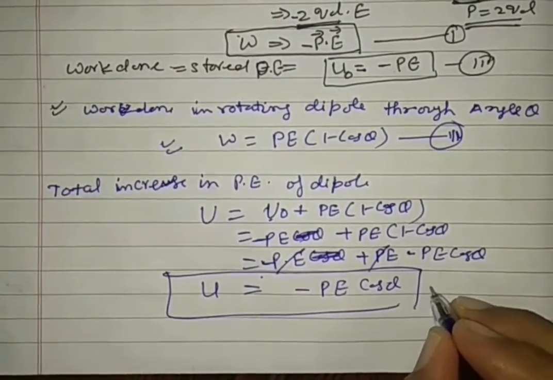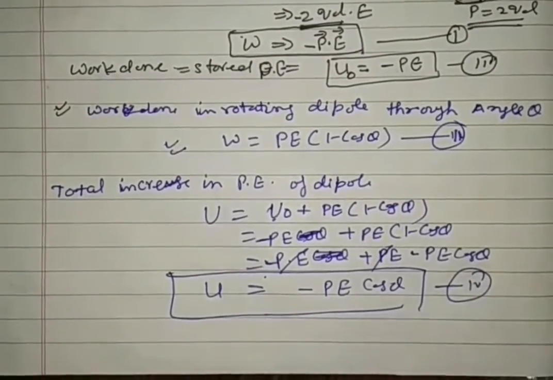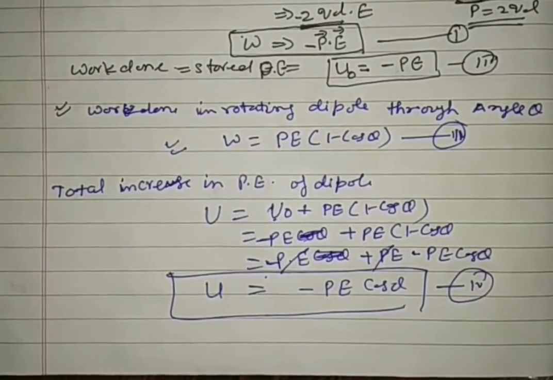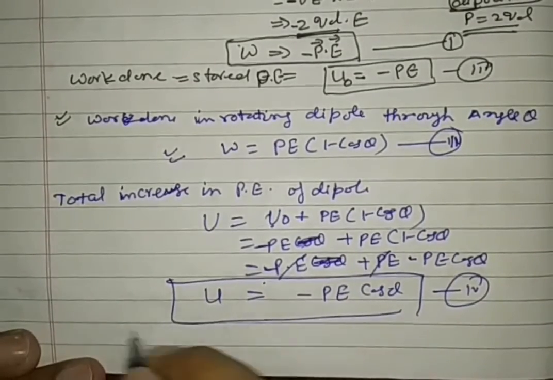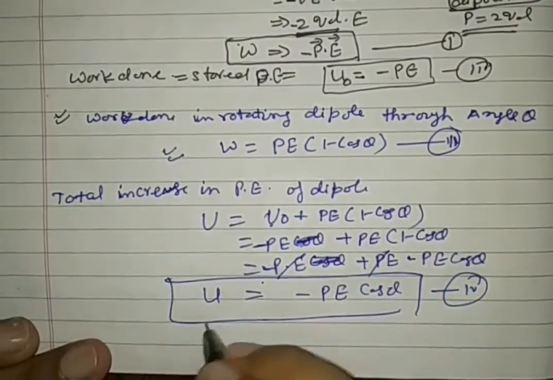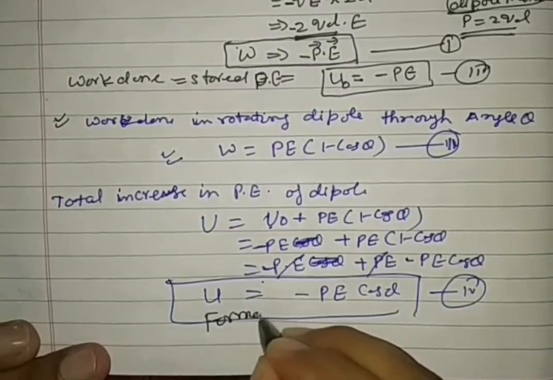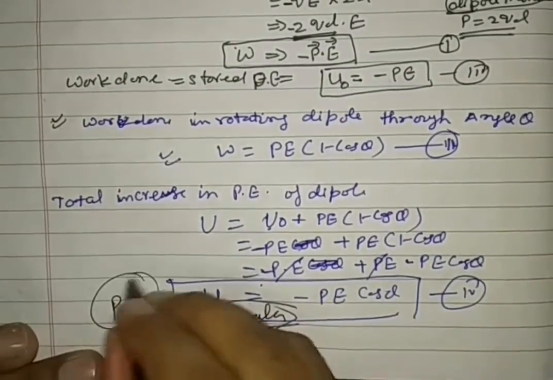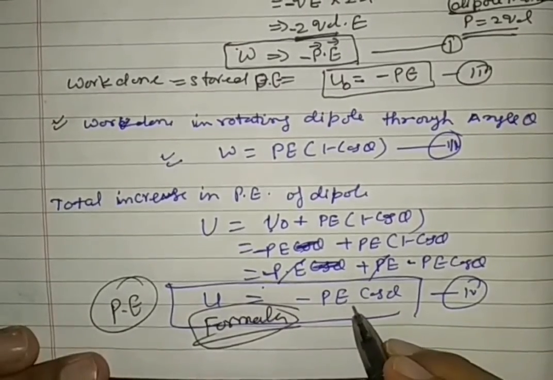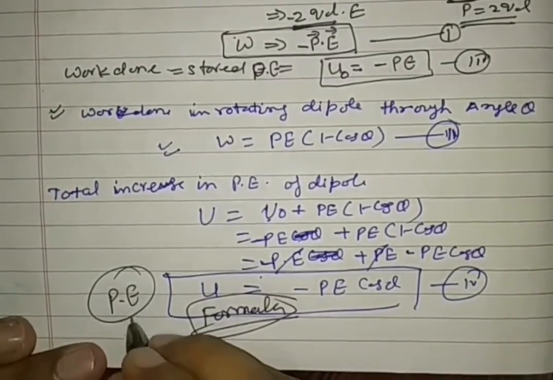Now it is represented by this equation. So this is the formula to calculate the potential energy of a dipole brought into an electric field, right?